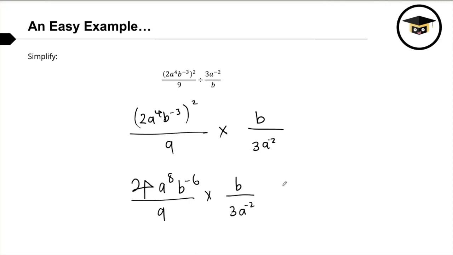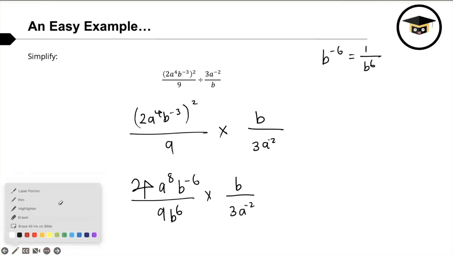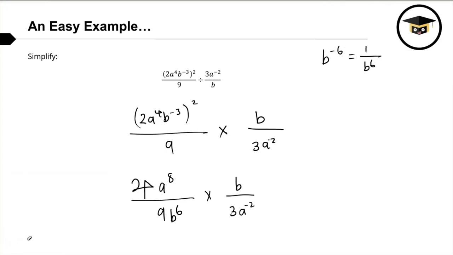Now, where do we go from here? Well, we know that b to negative 6 is the same as 1 over b to the 6. So really, this b to the negative 6 doesn't belong here. It should actually be b to the 6 here. And we can erase this guy over here.